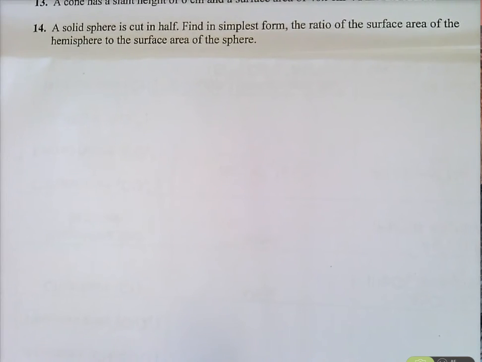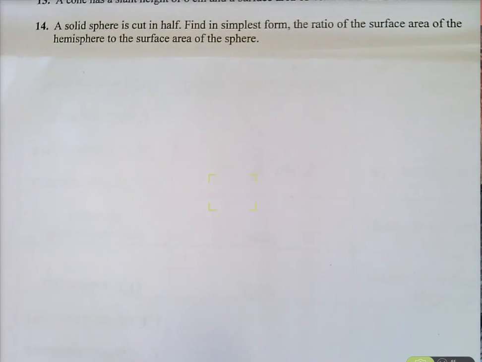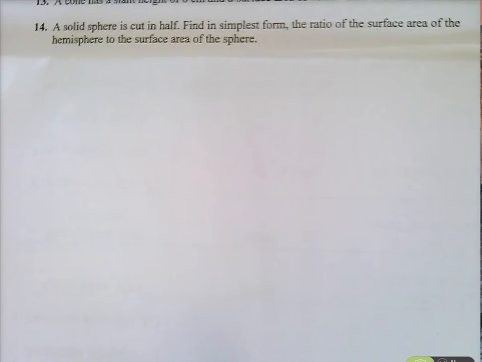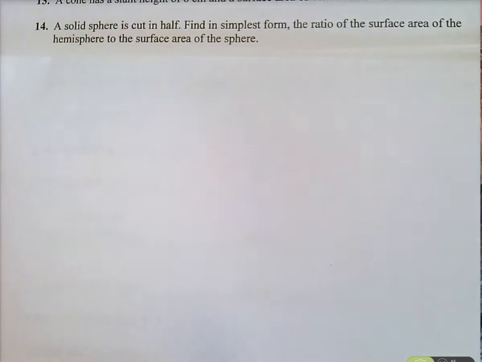Is cut, not a hollow one, a solid one. So a solid sphere is cut in half. Find in simplest form the ratio of the surface area of the hemisphere to the surface area of the sphere. Don't even worry that it says the ratio of.